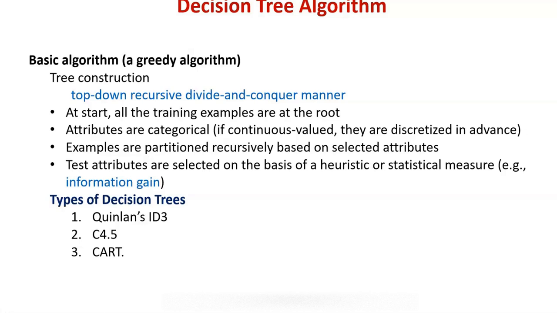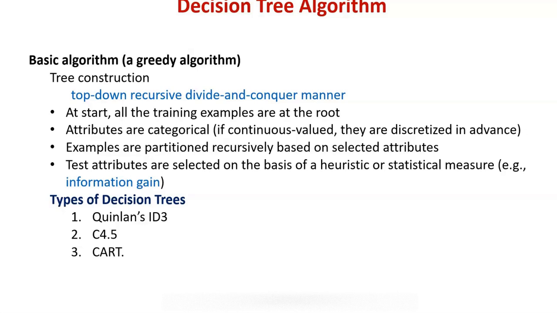There are different types of decision tree algorithms. All these constructions are purely based on a top-down recursive divide and conquer manner, and at the start all the training examples are present at the root node. The attributes or features we take here are going to be categorical values, because a categorical attribute has a finite set of values, for example 5 or 6. If you take categorical values, the number of branches from that node is also minimal. But if you take continuous values, the number of branches will be infinite. That's why, if you have continuous values, you have to make them categorical. Let us discuss this later.